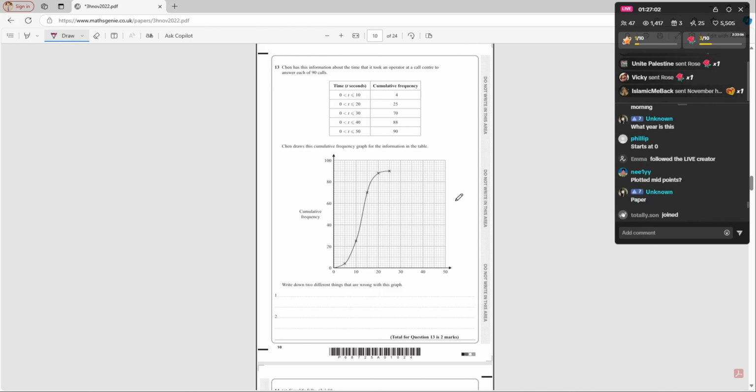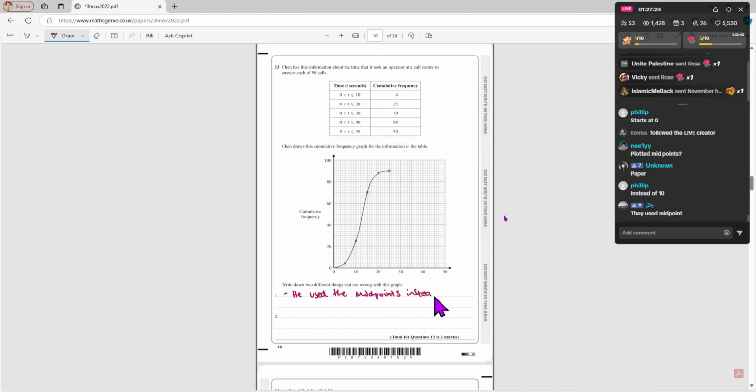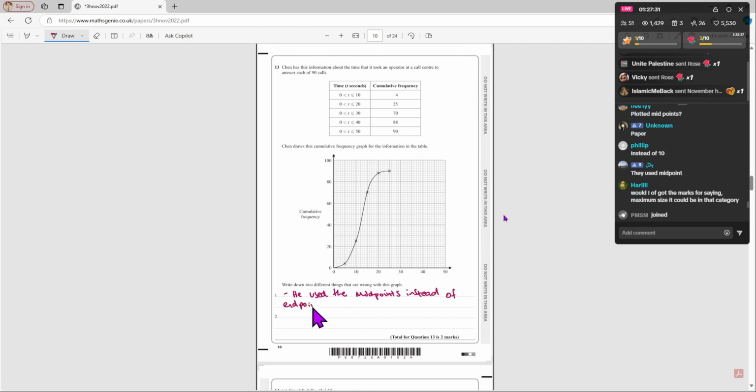First of all, yes, the first thing which is wrong is that he plotted the midpoints. He's supposed to plot the endpoints. So he used the midpoints instead of endpoints. That's one of the reasons.